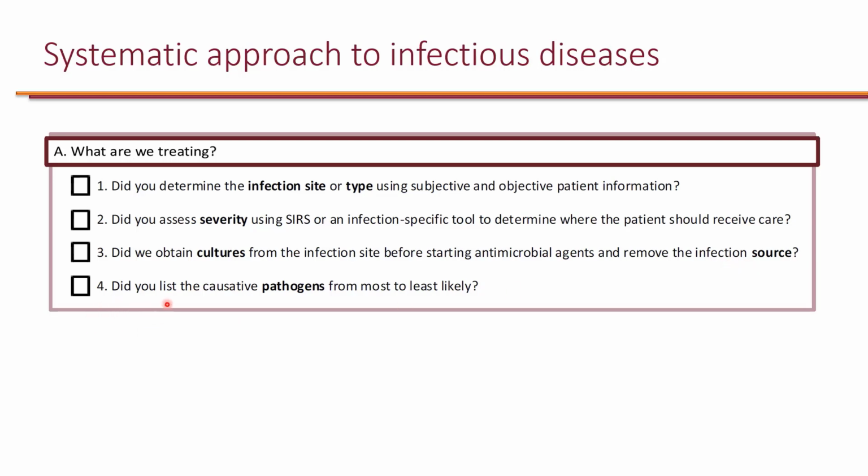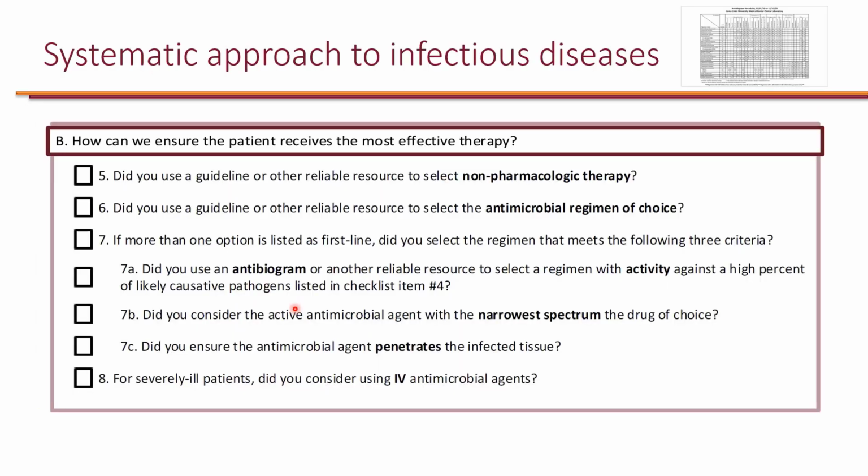And then the fourth question, did you list causative pathogens? The reason this is important is because we are about to start empiric therapy. Before we actually find out what's causing the infection, we have to start treatment. We're not going to wait to find out, so you have to make an educated guess. It's important to list the causative pathogens from most likely to least likely, so that we can choose empiric therapy to target those pathogens.